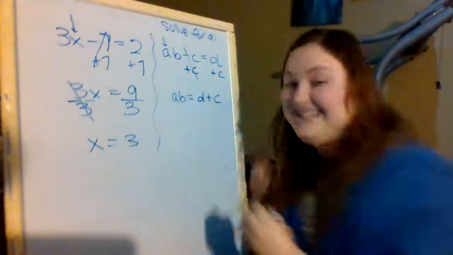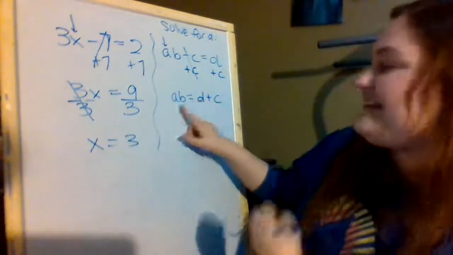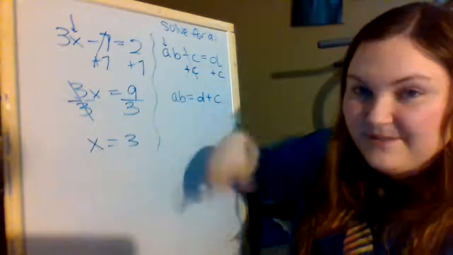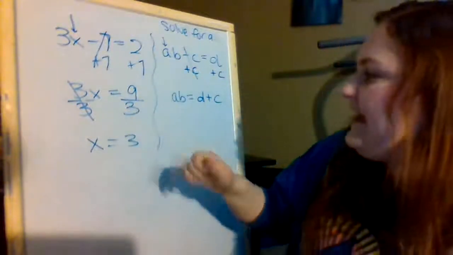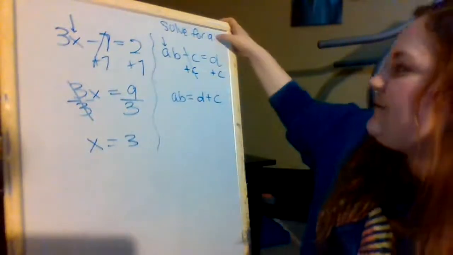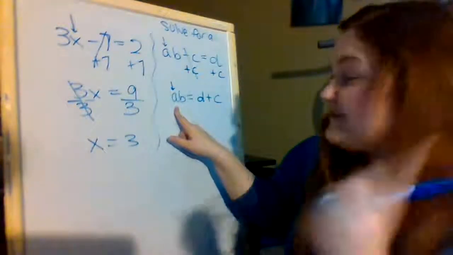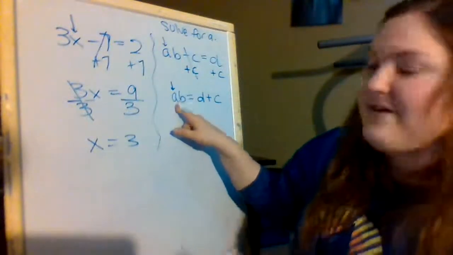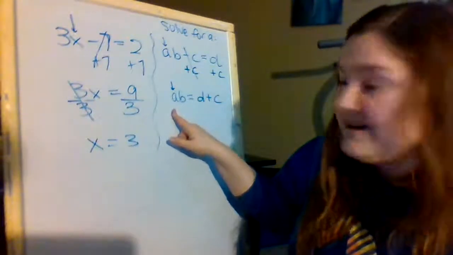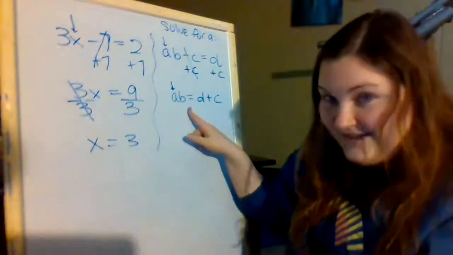D plus C. The difference for this literal equation compared to the other ones we were looking at is we're not done yet. We want to solve for A. A isn't by itself yet. There's still one last step to do. If I want to solve for A, I need to get rid of B.